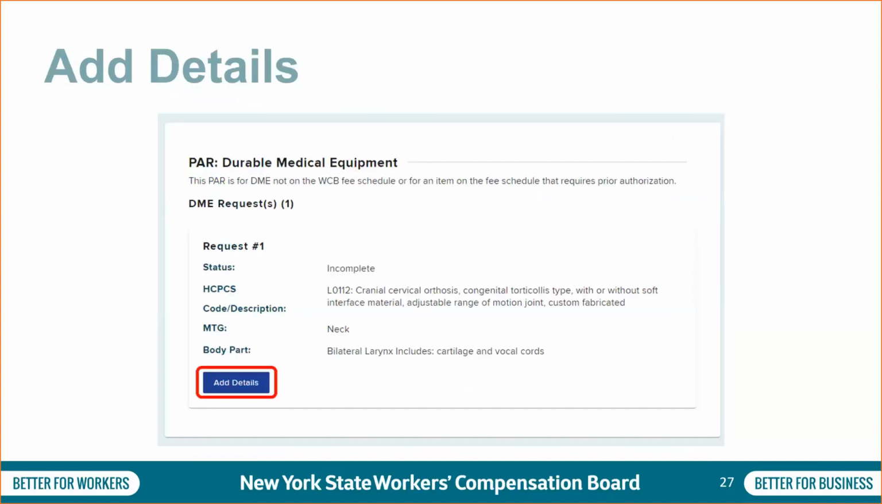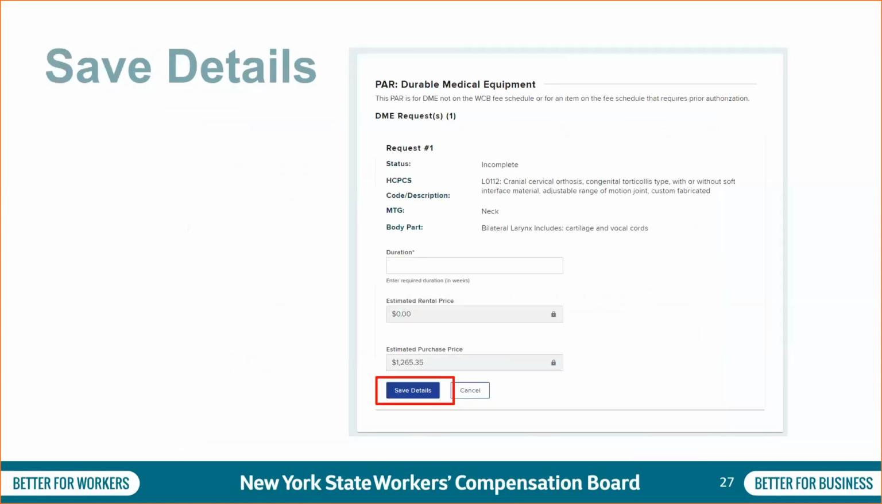The next step will be to add the last portions of required details for the item or items that you have added to your submission. You will see the status is incomplete because there are required additional details. Select the Add Details button to enter additional details for your DME request.